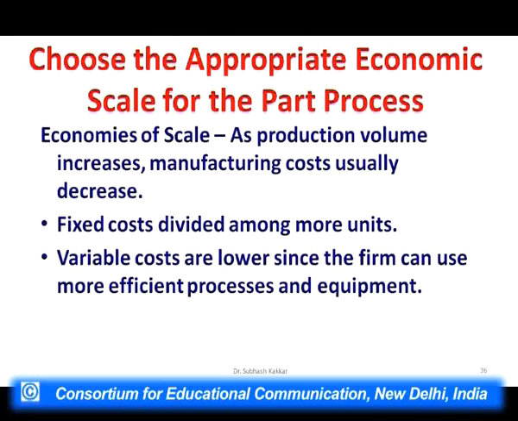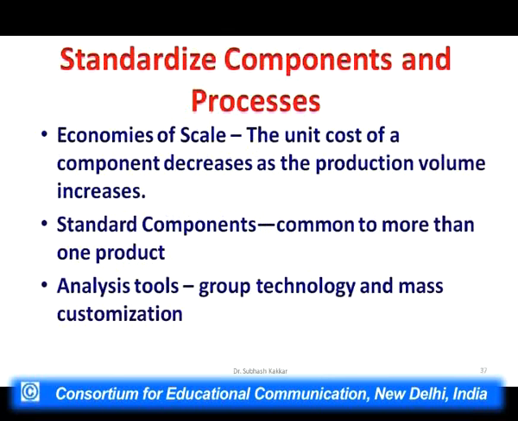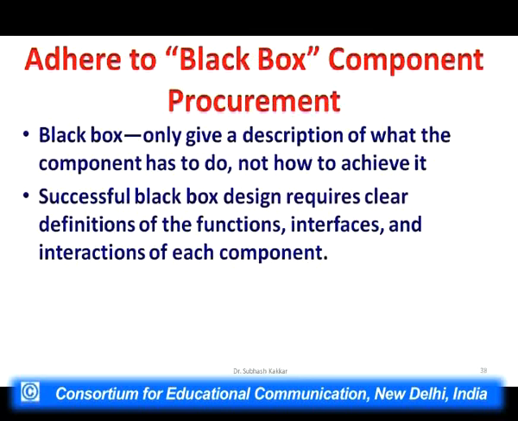Variable costs are lower since the firm can use more efficient processes and equipment. Even more efficient technologies can also be used to manufacture the product to reduce the manufacturing cost. Standardized components and processes. Economies of scale: the unit cost of a component decreases as the production volume increases, and similarly standard components can be used common to more than one product. Analysis tools, group technology and mass customization should be used to reduce the manufacturing cost.